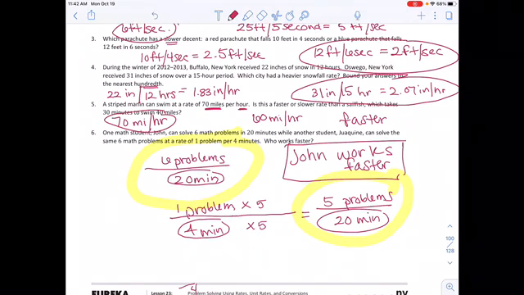If you did not understand any of these, please raise your hand and I will go over it with you.